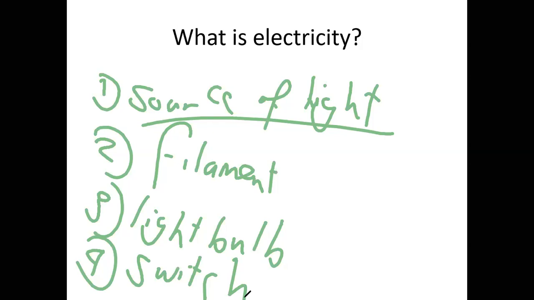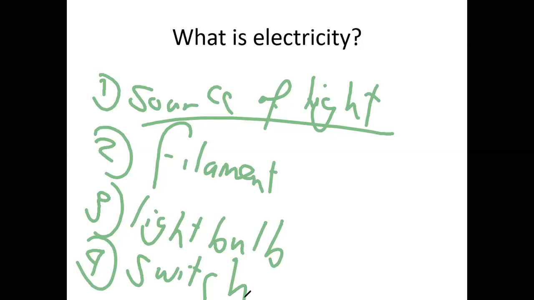Okay, so the second thing is a wire or filament or anything that can allow electrons to move through. Because if you want to produce electricity inside your system, you must have something that allows electrons to move through, and then you will produce electricity this way.